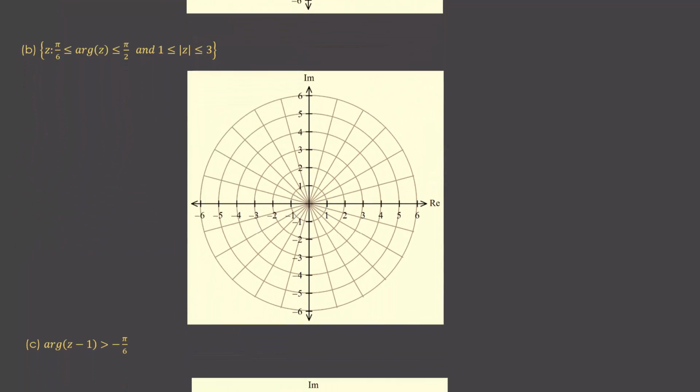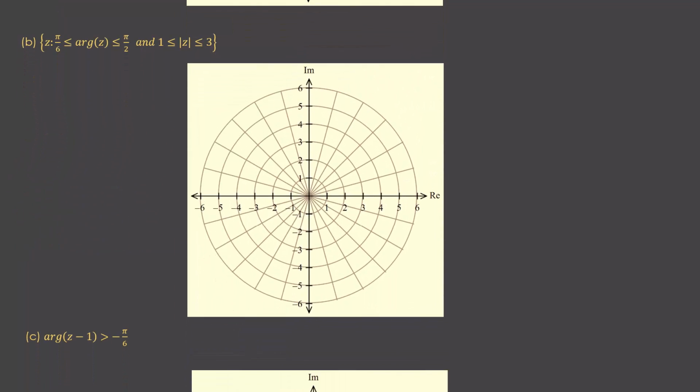So what have we got in part B? Our complex number z needs to have an argument that's between pi by 6 and pi by 2. So pi by 6 is here, pi by 2 is up here. But mod z also needs to be between 1 and 3.